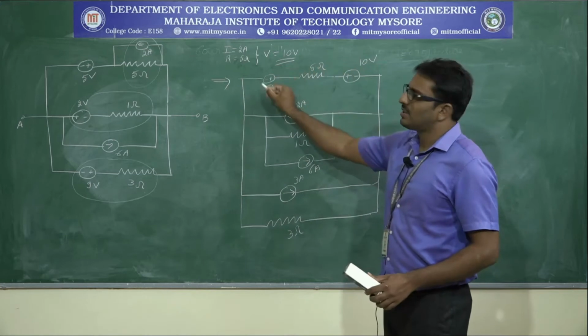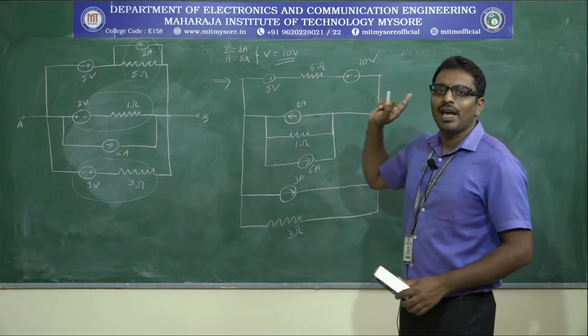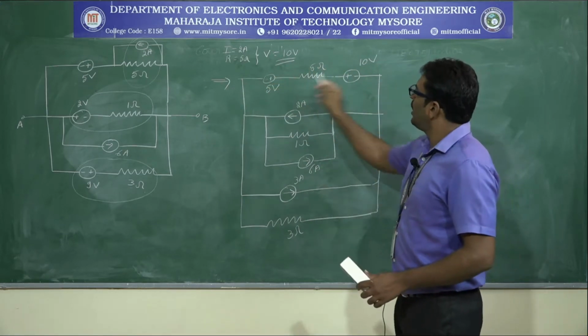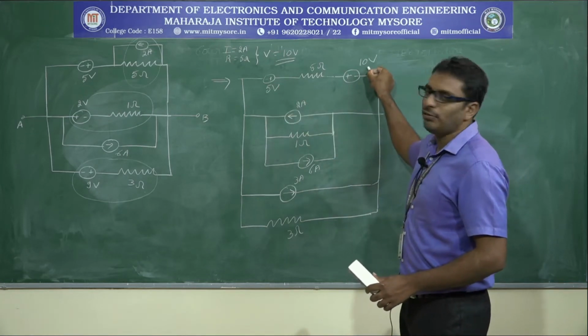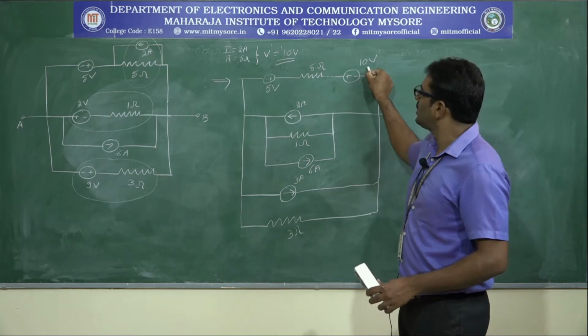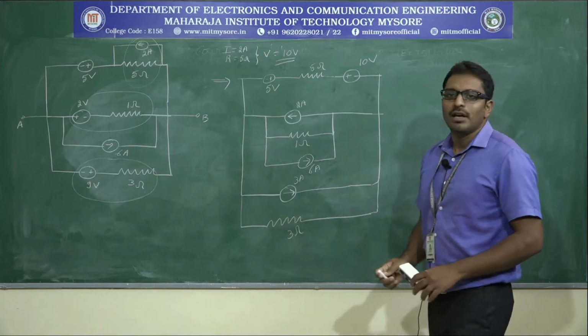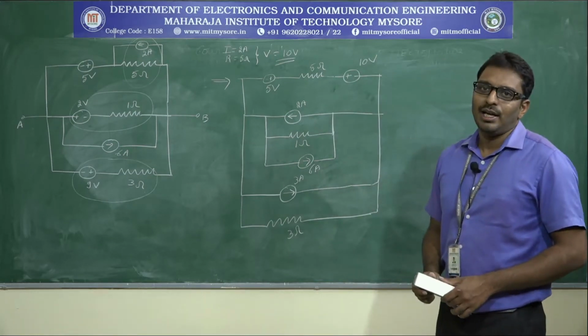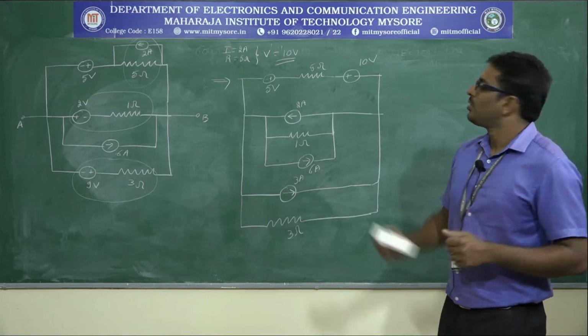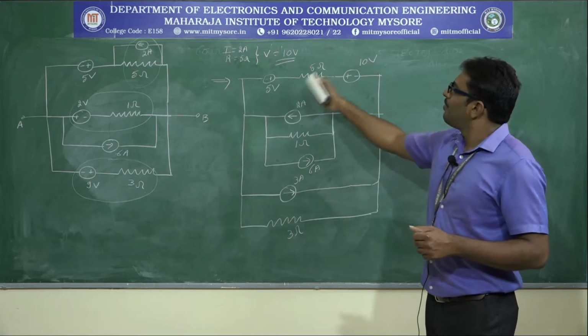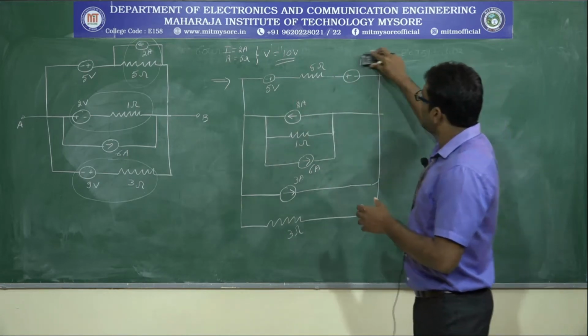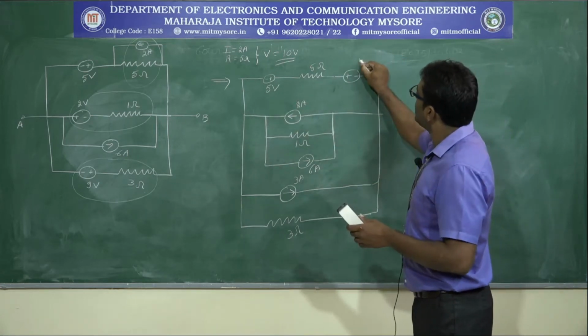Two voltage sources are connected in series, so we replace them by a single voltage source. See, this is minus 2 plus 5 volts plus 2 minus 10 volts. Two voltage sources are connected in series with opposite polarity. That's why subtraction. So, higher value minus lower value. So, 10 volts minus 5 volts, 5 volts.